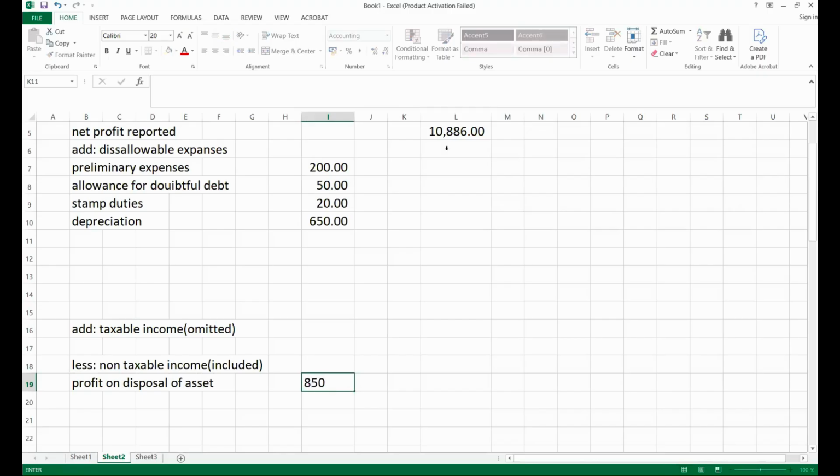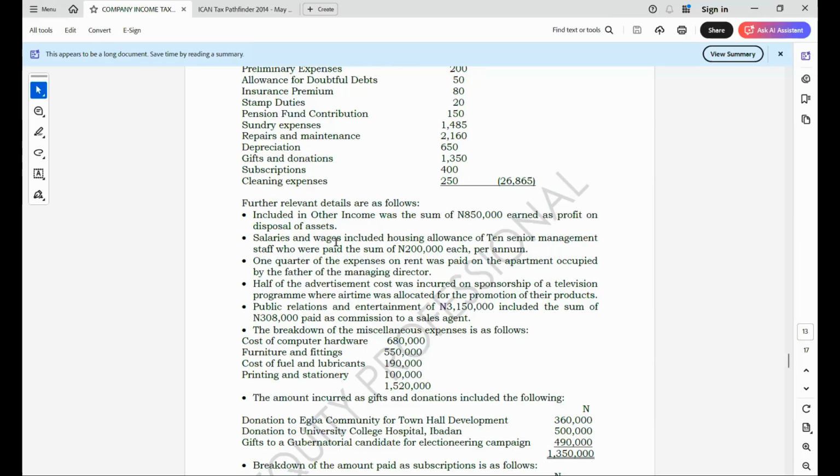Then after that, the next thing we have is salaries and wages, which included housing allowance of 10 senior management staff who are paid the sum of 200,000 each per annum. All these are allowable. So they are allowable for the company, but become taxable in the hand of the employee.